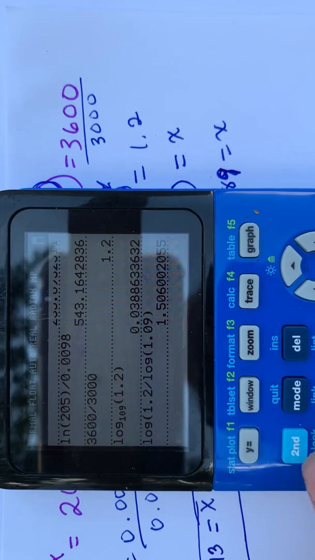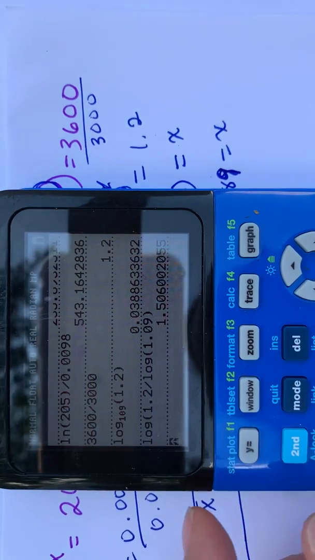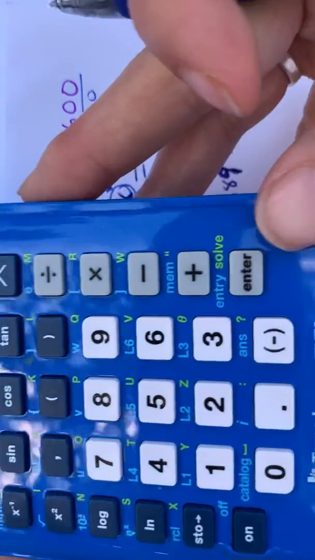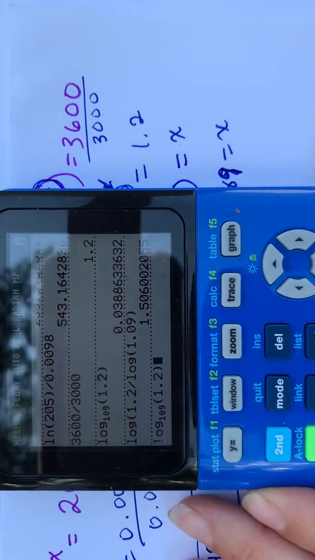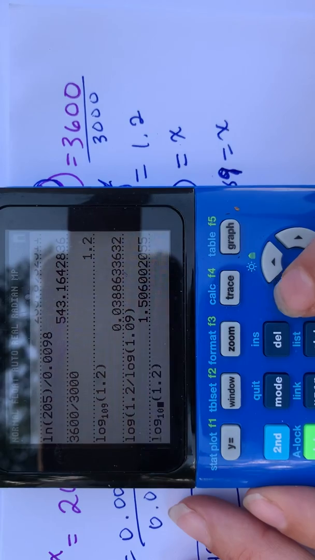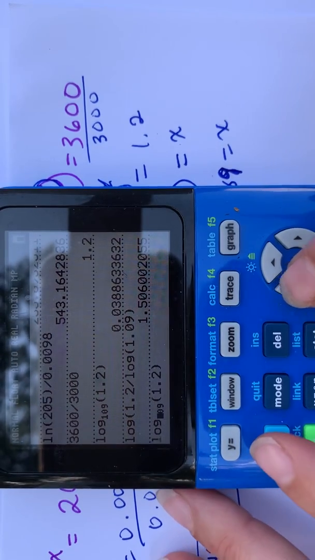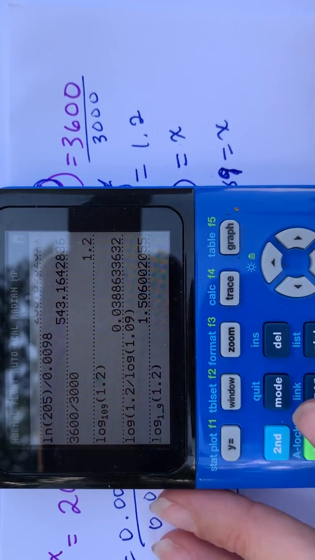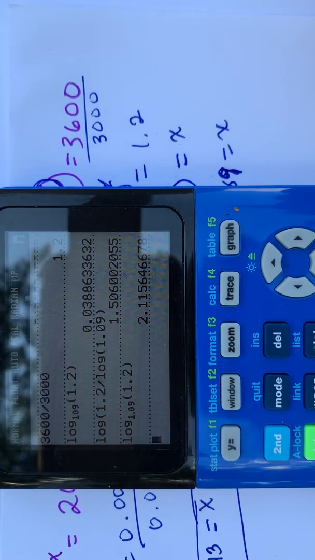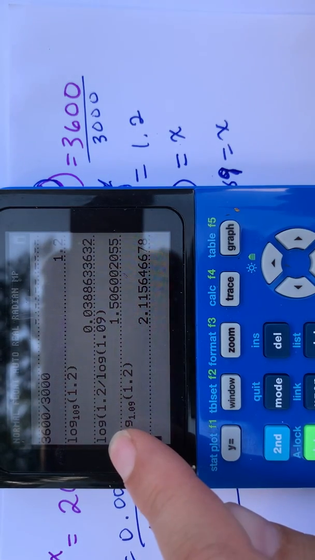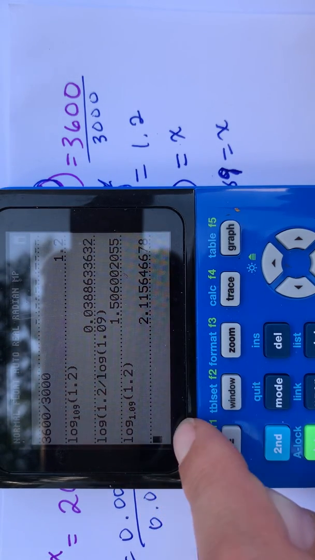So let me show you kind of a neat trick. I can go second enter, will bring back my last thing, and then I can go second enter again, and it brings back. And so now I can simply go in here and then I could hit second insert, and it'll let me be able to put that decimal. And now hit enter. Oh, that's interesting. I think I did my change of base.